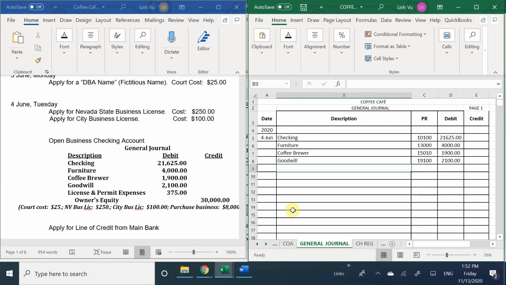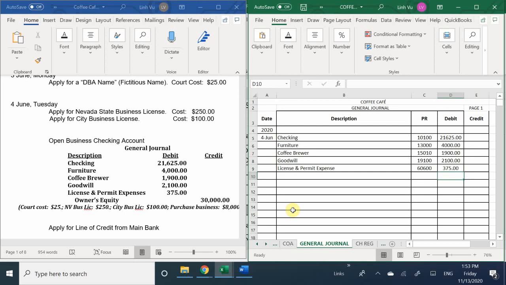So in grand total, our license and permit expense is going to be for the grand total of $375. So here, my account number for my license and permit expense was 6,600. And because it's an expense, we're going to debit it for $375. So $250 plus $100 plus $25 gives me a total of $375.